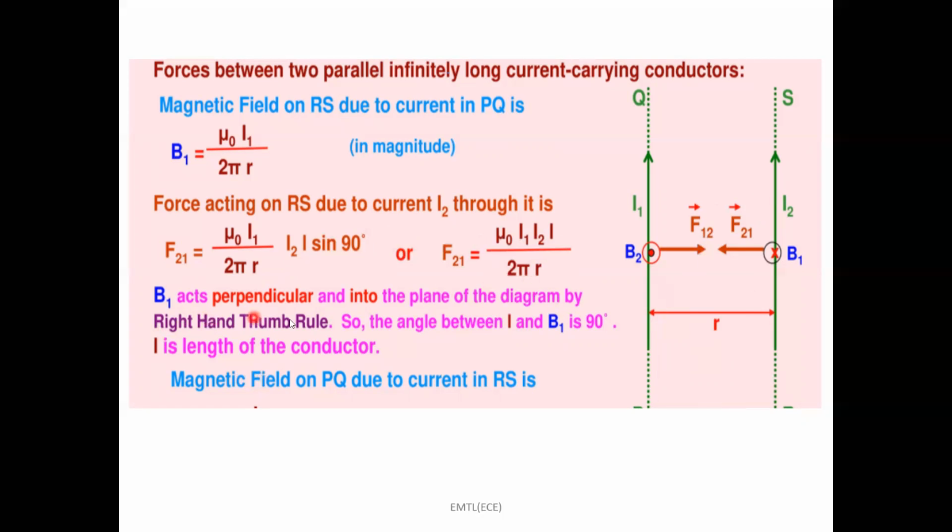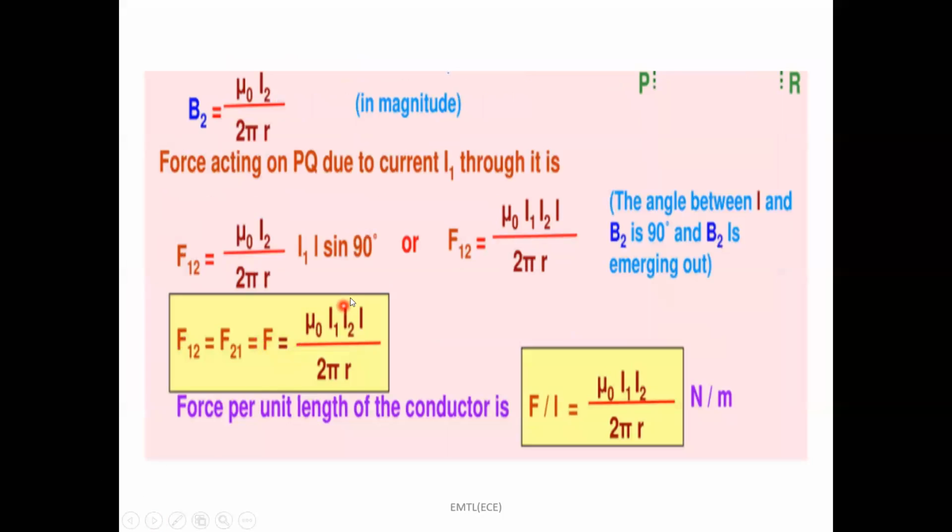So here B1 acts perpendicular and into the plane of the diagram. According to right hand thumb rule, the angle between I and B1 is 90 degrees. L is the length of the conductor. Then this is the expression for F21, mu naught I1 I2 L by 2 pi R. Similarly, force acting on PQ due to I1 is expressed as F12 is equal to mu naught I1 I2 L by 2 pi R. When you observe, the force acting on both conductors is equal.